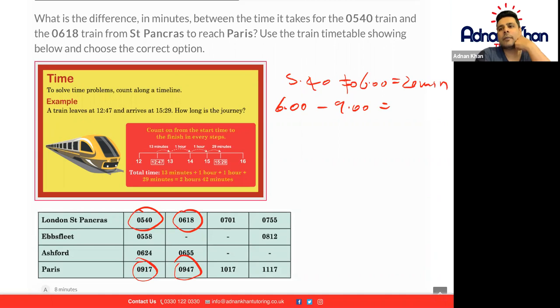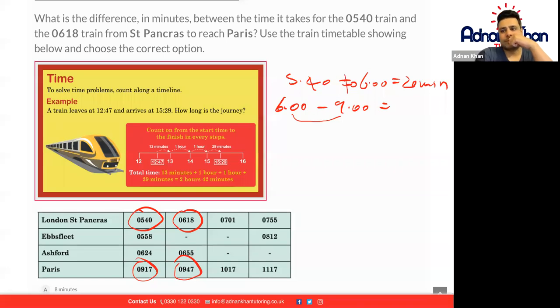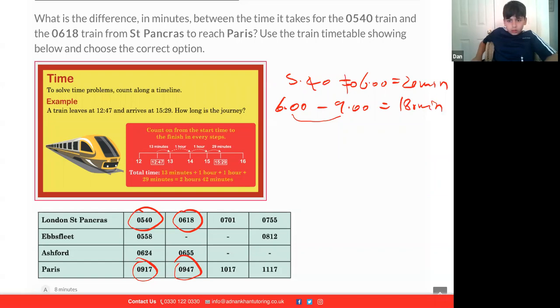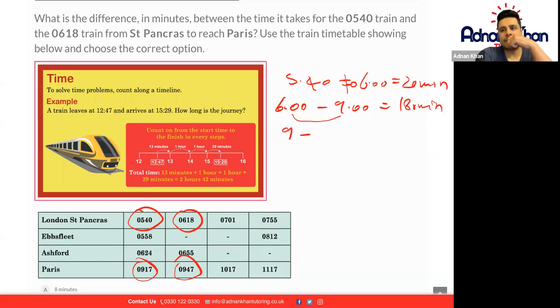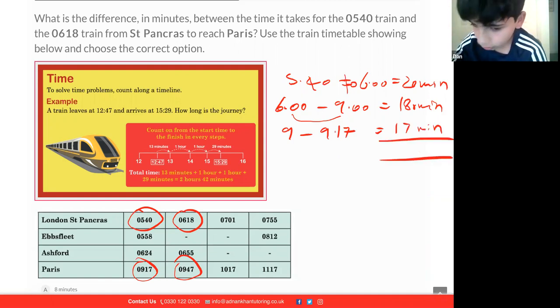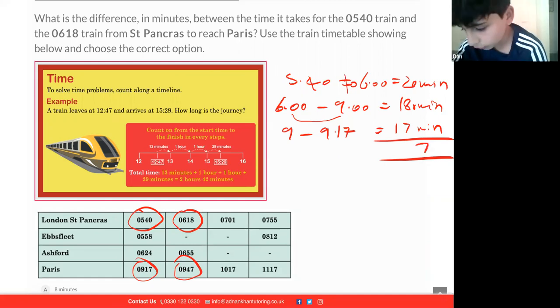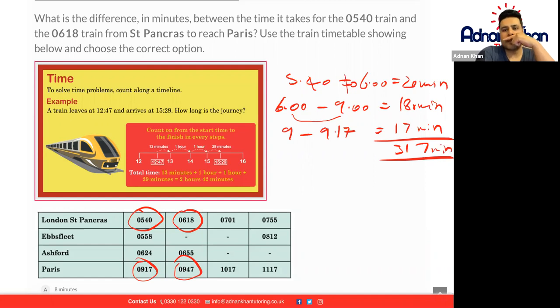From 6 to 9, how many hours? 3 hours. How many minutes is that? 180. Good lad. Okay. And then from 9 o'clock to 9:17, 17 minutes. So it's 217. So you're saying it's 217? 317. Okay. So that's the first train.